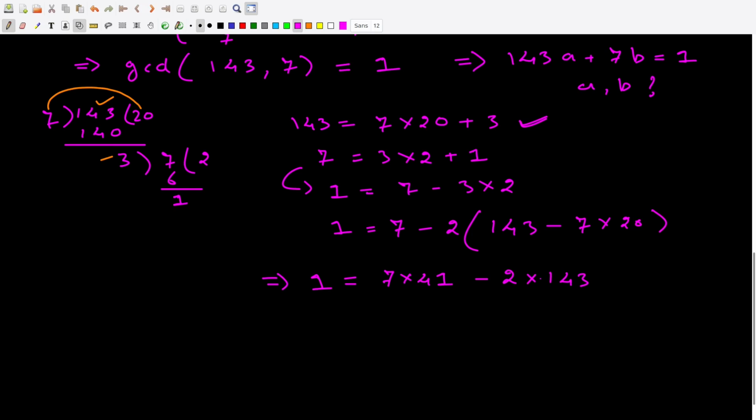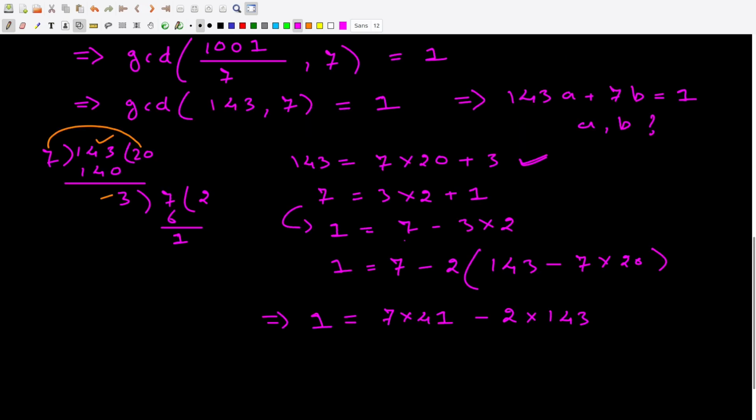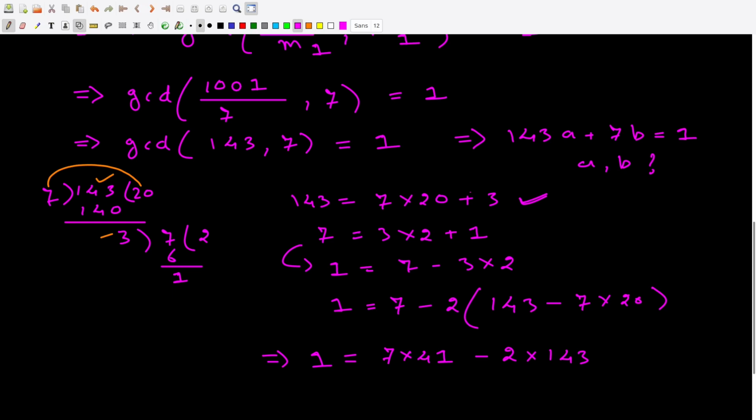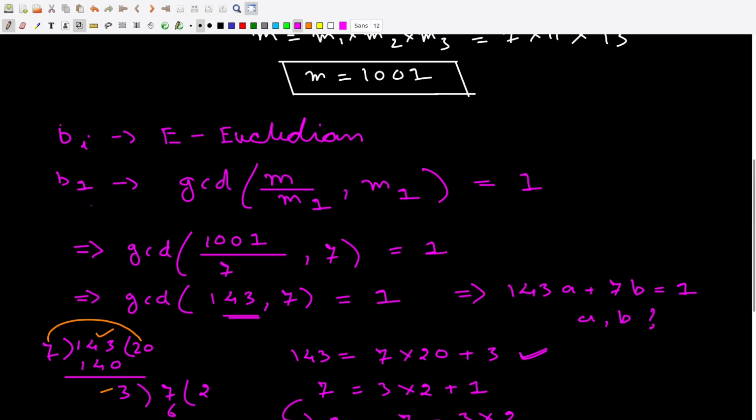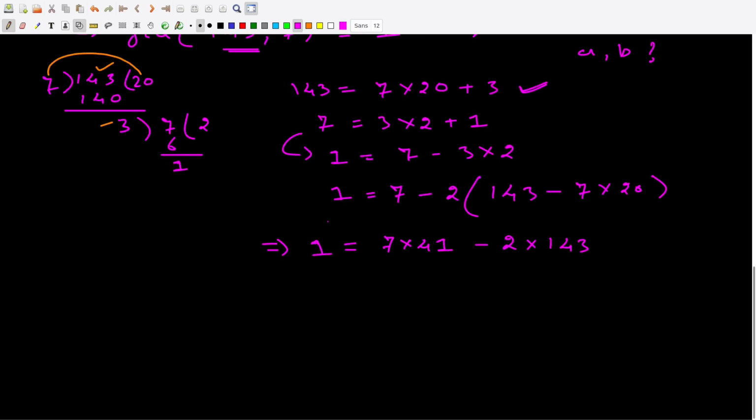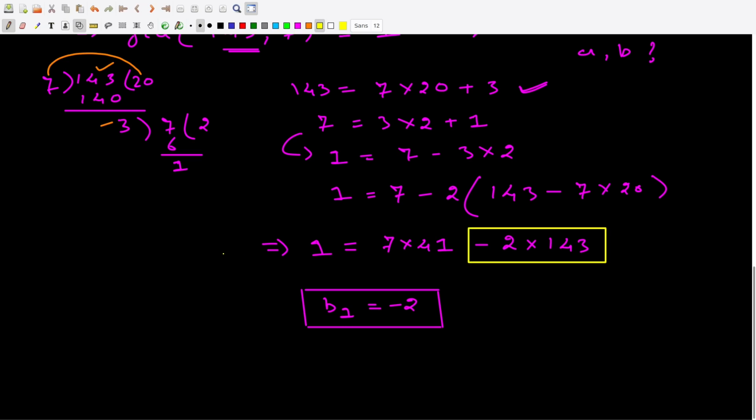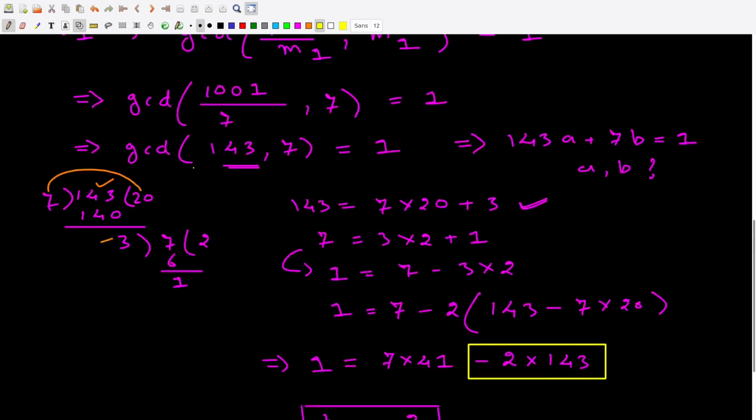Now, what did we want to find the multiplicative inverse of? We wanted to find the multiplicative inverse of 143, right? Remember, we wanted to find b1, and b1 is the multiplicative inverse of m by m1. And m by m1 is 143, so the multiplicative inverse of 143 is minus 2. Hence b1 equals minus 2. We got minus 2 from here. By the way, we were confused from here. All right, so b1 is known now.